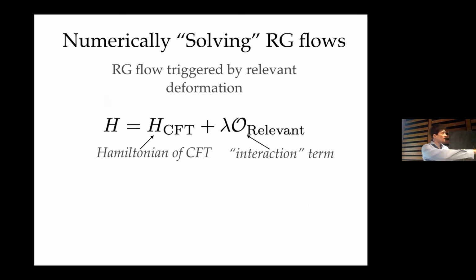In the picture I just described, we're thinking about theories as being a CFT plus a relevant deformation. In this talk, I'm going to stick to the Hamiltonian language. So we have a Hamiltonian, which has one contribution from the Hamiltonian of the CFT, and then it has another term, which is a relevant operator in that CFT. Okay. And how do we solve this theory? We just solve the Hamiltonian.